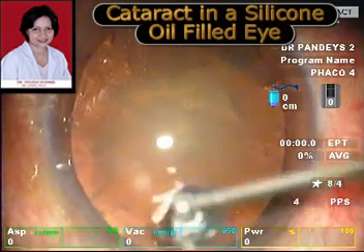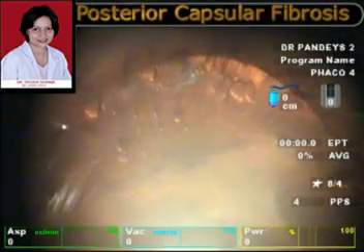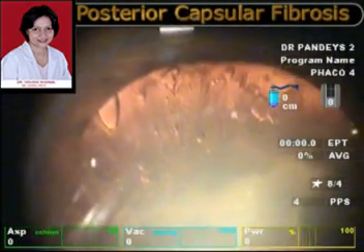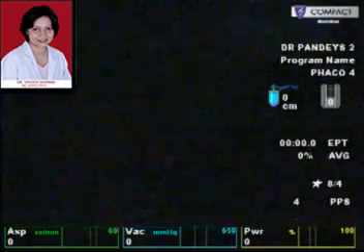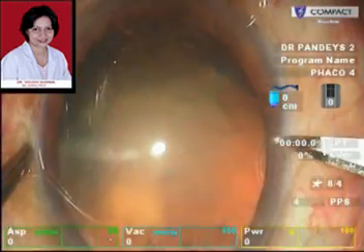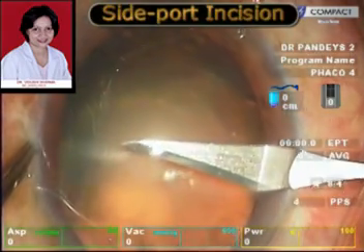As we all know, the posterior subcapsular cataract occurs in a large majority of eyes that have had silicone oil implantation, and even after the silicone oil removal, the cataract may present and progress rapidly. In these eyes, posterior capsular fibrosis occurs and may create problems.